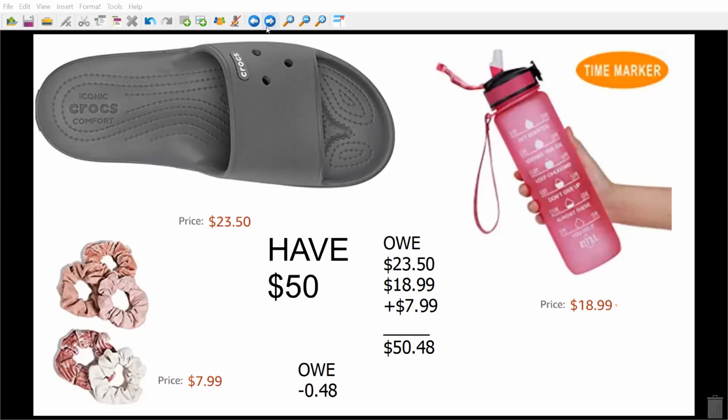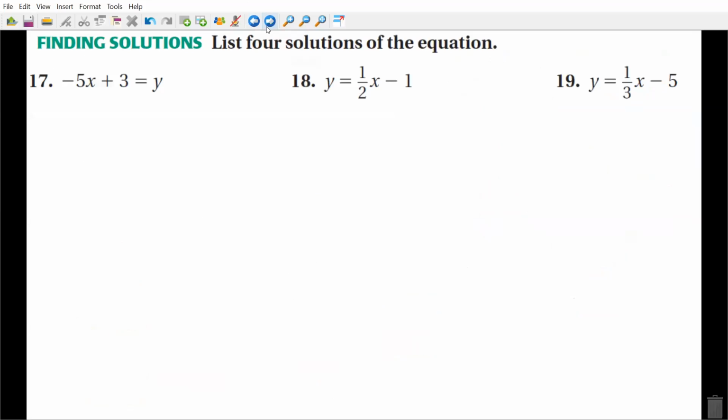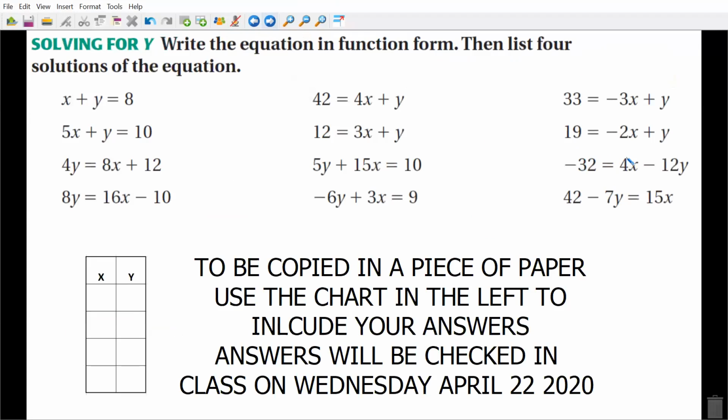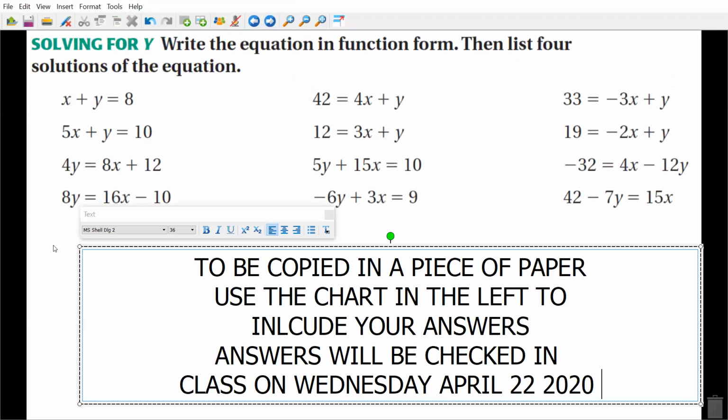All right, continuing what we were doing before this activity, we were talking about finding solutions and writing a list of 4 solutions to the equation. Yes? So, what is the first thing? Can you see what I'm sharing on my screen? Guys? Yes, teacher. Okay, give me a second.